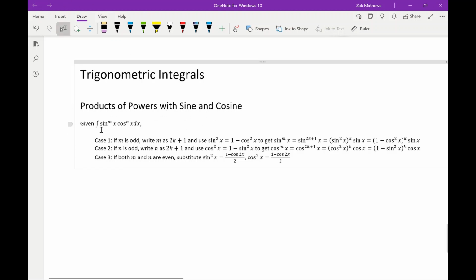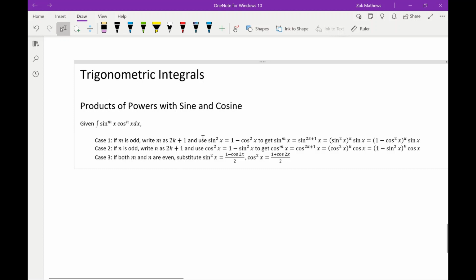So these would be things where we see an integral of sine times cosine, but those things are being raised to powers. So we're going to look at three different cases, or three more interesting cases. If m is odd, meaning that the sine function is odd, then we can take the m and write it as what an odd number looks like, 2k plus 1.